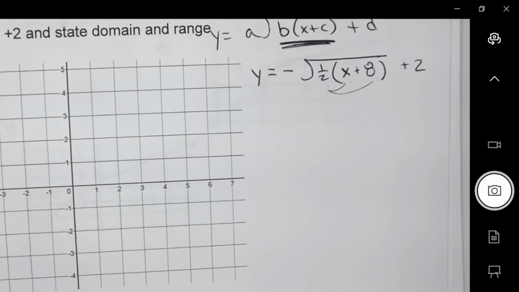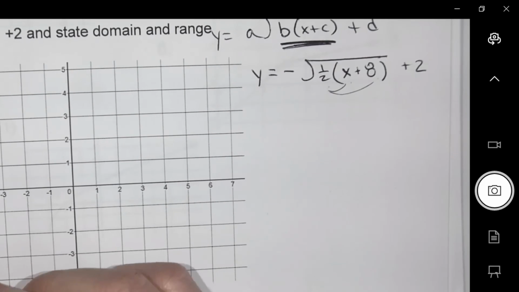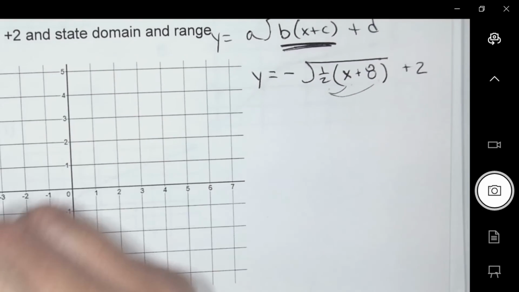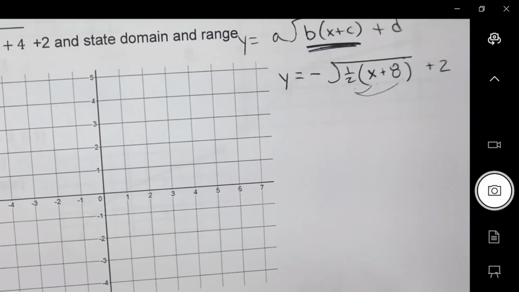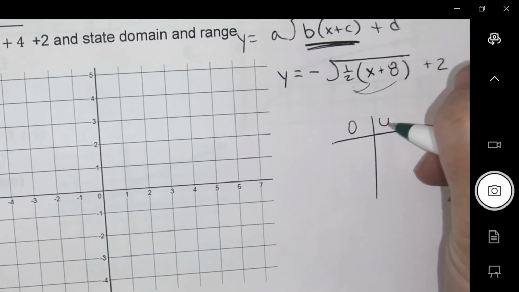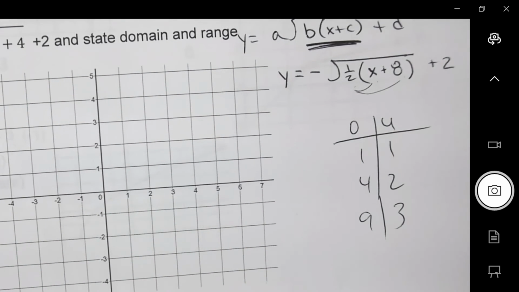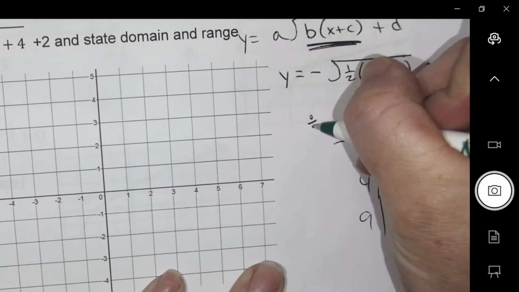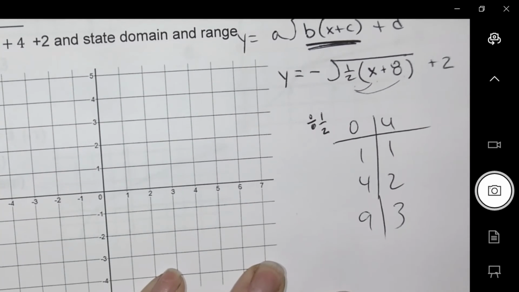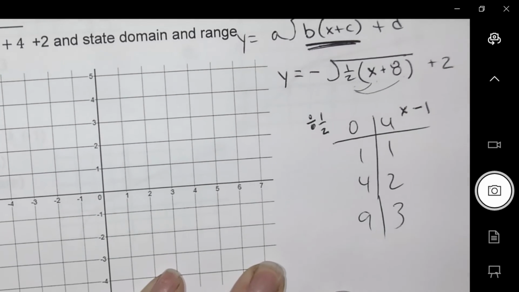Okay, ready? We're going to start in which location? Which point is my starter point? Left 8, up 2. So over there is your starter. 1, 1, 4, 2, 9, 3. Okay, you know what you're doing? You're dividing by a half. That's a B. And you're timesing by -1, because that's an A.